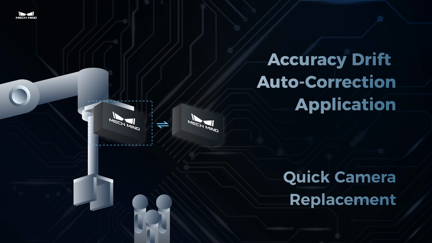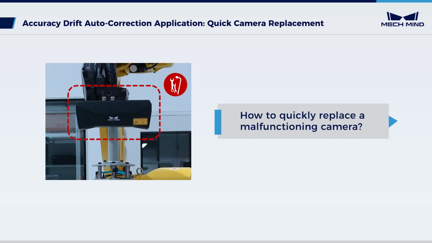This video introduces, after deploying the Vision System Accuracy Drift Autocorrection feature, how to quickly replace a malfunctioning camera. Now, let's look at the specific replacement process.